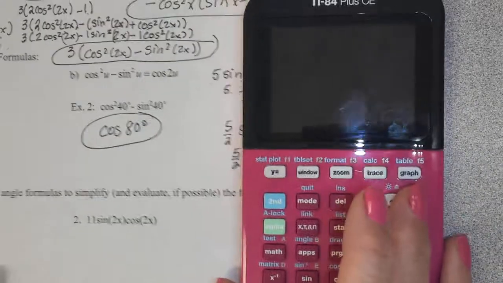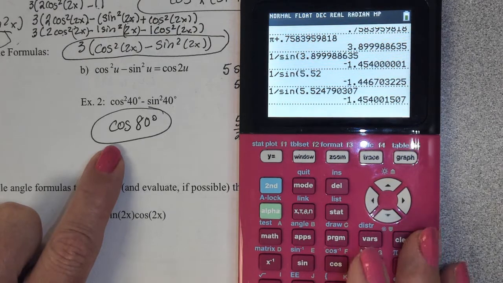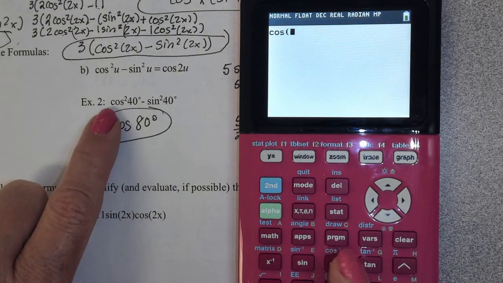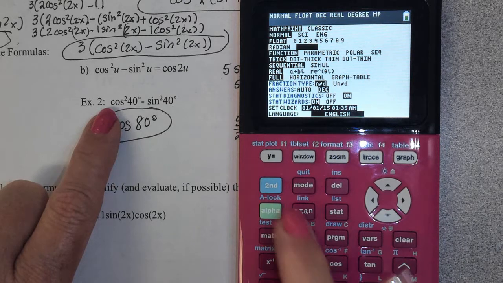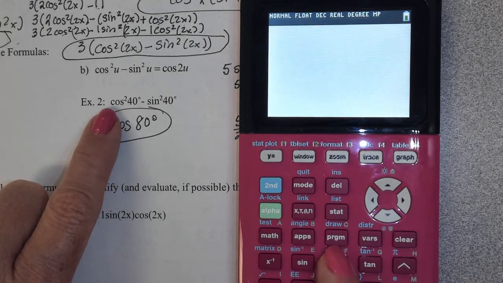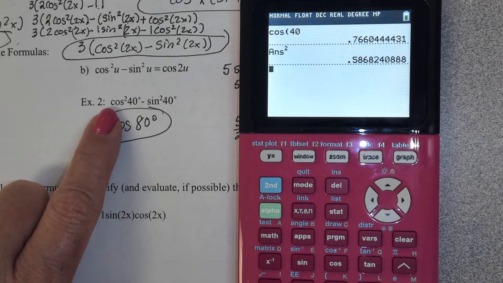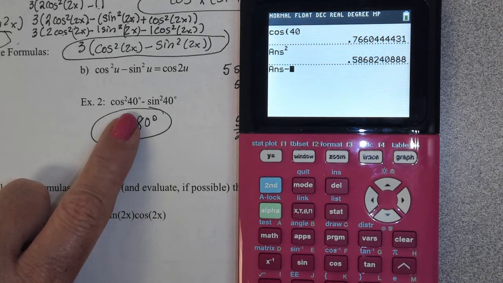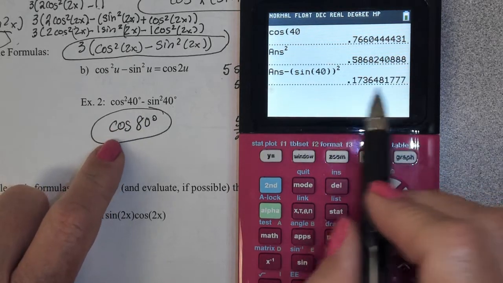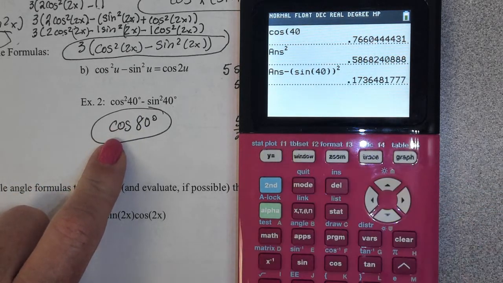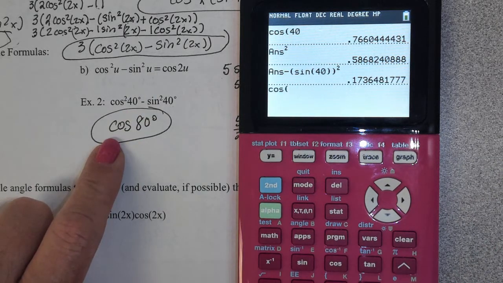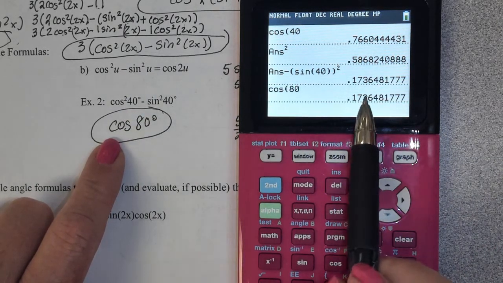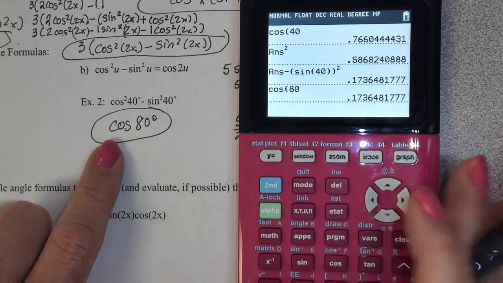Let me show you that this really does work. It's pretty neat. Oops, I got to change my mode to degrees. So I'm going to put in the cosine of 40, get that answer, square it, and then minus, use parentheses this time, the sine of 40, get that answer, and square it. And that's what I get. That was pretty complicated to type in. This formula says if I just had put in the cosine of 80, I could have gotten the same answer, and it would have been a lot easier to type in.